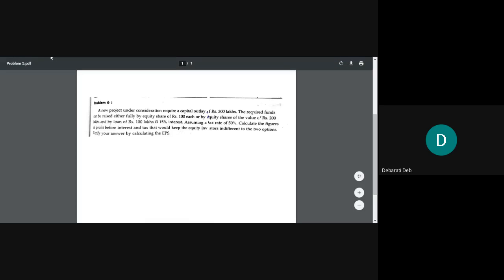Second option. Yes, very good. Second option, because in the first option it says entirely 300 lakh by equity. Your second option is what? Your 200 lakh by equity and 100 lakh by loan.